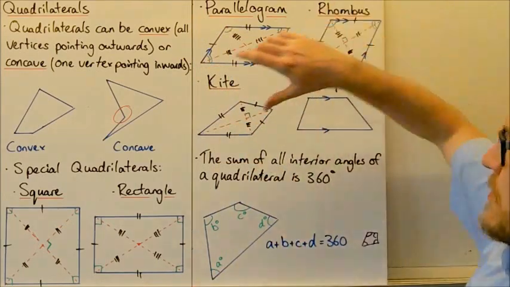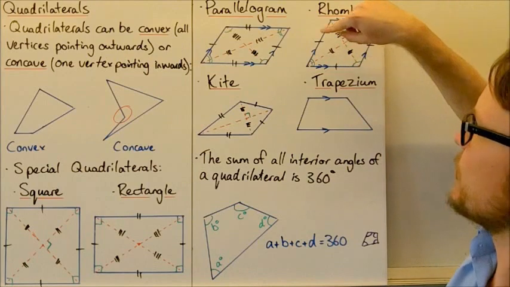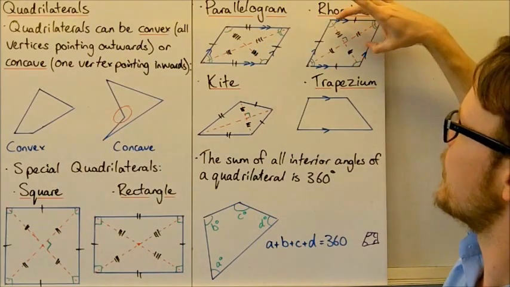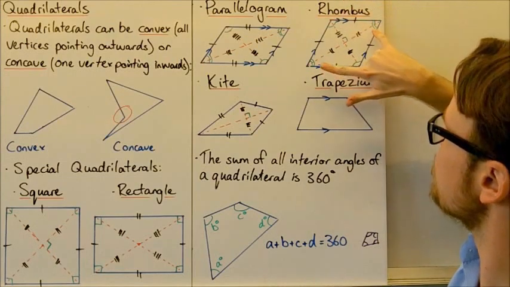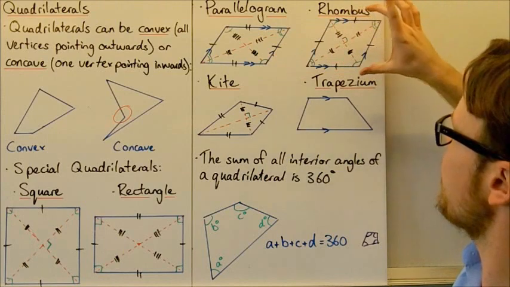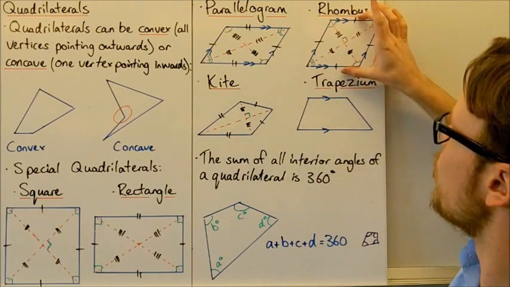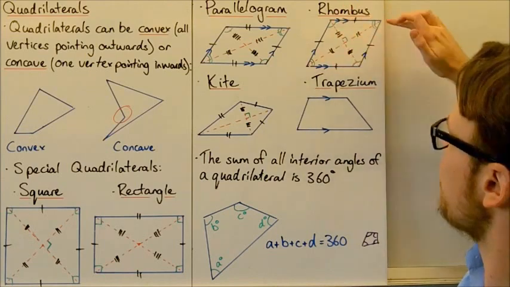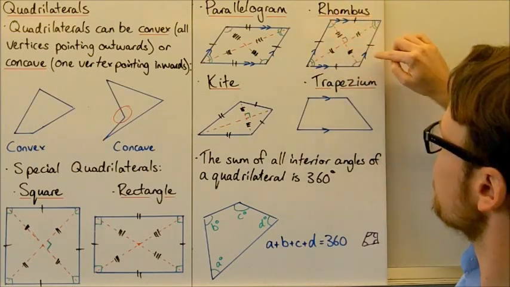A rhombus is very much like a square that's been squashed, so it's similar to a parallelogram as well in that the opposite angles are equal. Okay, so these angles are the same as these angles. It's different from a parallelogram in that all of the sides are the same length. All opposite sides are still parallel. These opposite sides are still parallel.